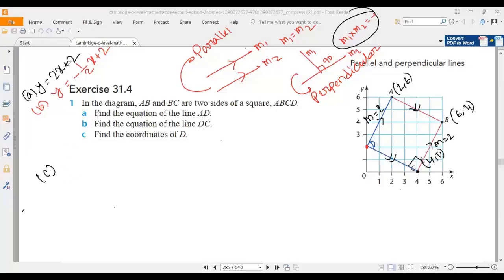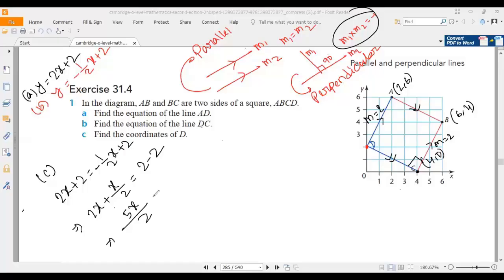Since y equals 2x plus 2 and y equals -1 by 2x plus 2, we can say that 2x plus 2 equals -1 by 2x plus 2. Then we can write 2x plus x by 2, and move the constants to the other side, that will be 2 minus 2. Then 4x plus x, 5x by 2, will be 0. Then what will be the value of x? That is 0. Now, if I put the value of x in equation A or B, we can find the value of y, that is the ordinate. So y equals 2 multiplied by 0 plus 2, that is 2.